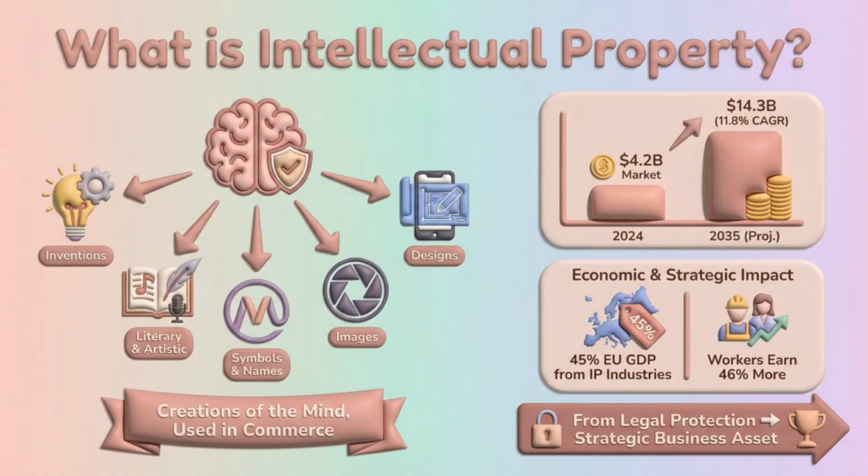This slide explains what intellectual property actually is and highlights the main categories like inventions, designs, literary works, images, and brand identifiers. The chart on the right shows a fast-growing market forecast rising from about 4.2 billion in 2024 to a much larger projection by 2035, and the infographic underlines IP's economic importance across GDP and worker earnings.